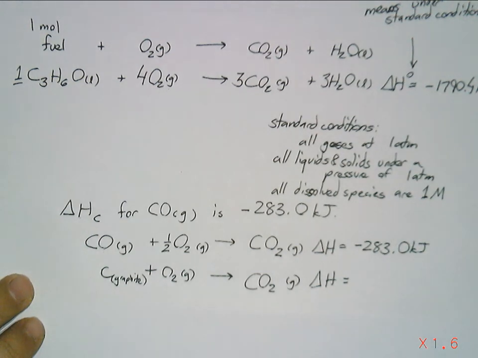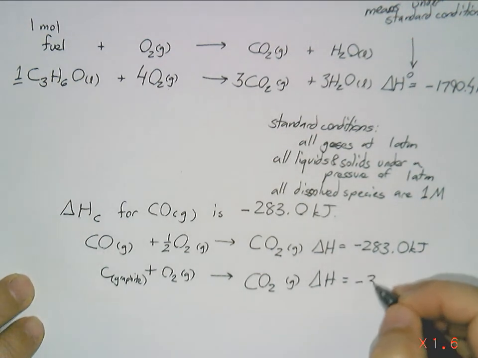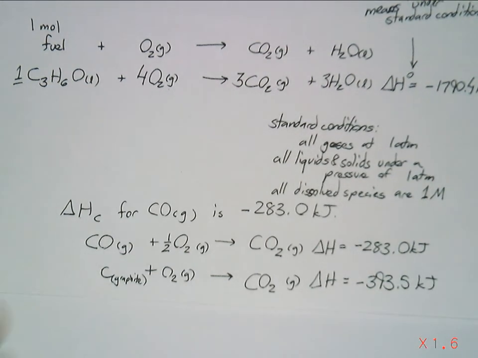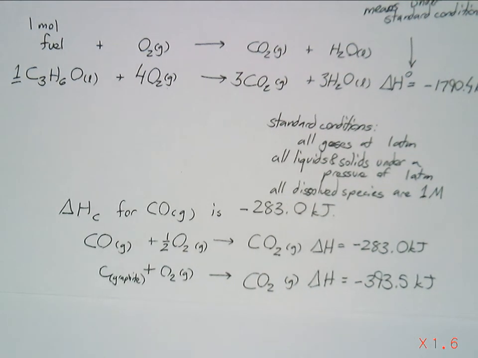Let me see. Do I have it here in my table on the side here? Yeah, it's minus 393.5 kilojoules. So this is the heat of combustion for carbon monoxide, and it's a completely different number than the heat of formation for carbon dioxide. I want you to be able to write out formation equations and combustion equations. They are a smaller part of the calculations that we are about to do in the rest of the worksheet.